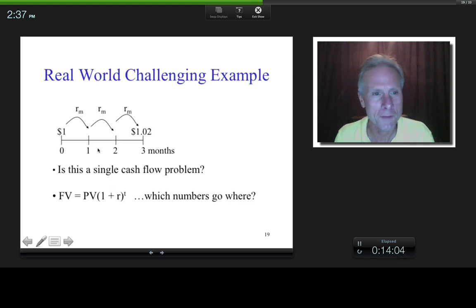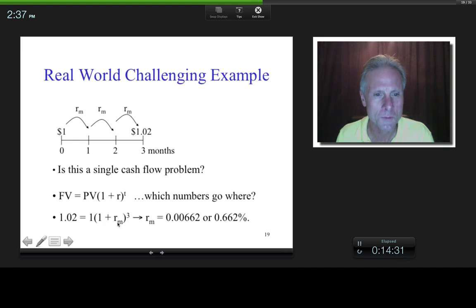What's my R? Well, that's what we're trying to figure out, right? We're trying to figure out the effective monthly rate. And if this is going to be an effective monthly rate right there, then the T is going to be in what kind of units? Months, right? So how many months am I bringing this dollar forward? 3, right? So what number do I put there? 3.